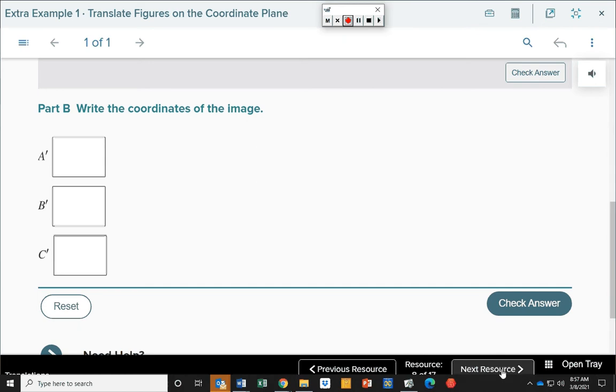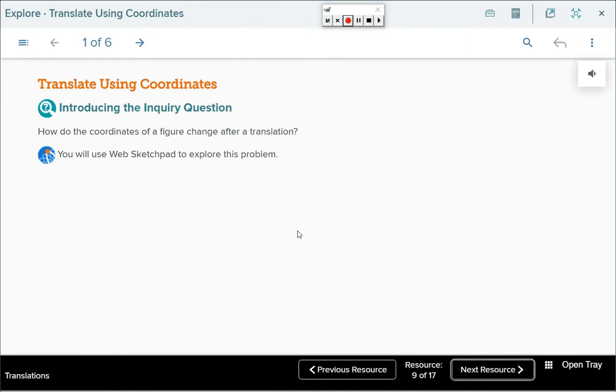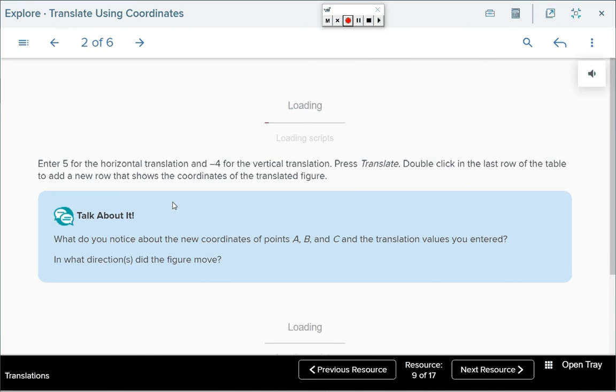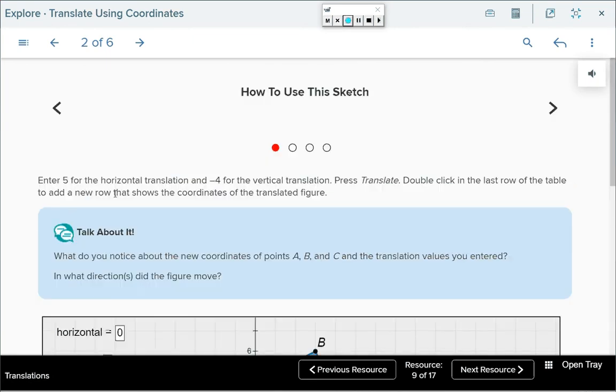Okay. All right, now, just using the coordinates, okay? I'm not looking at a picture now. So if we have this figure, if we enter 5 for the horizontal translation and negative 4 for the vertical, what does that mean? If I say 5 for horizontal, where's horizontal, guys? Left to right, right? So if it's a 5, what kind of 5 is that? It's positive 5.